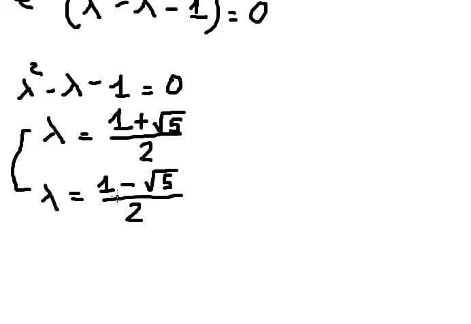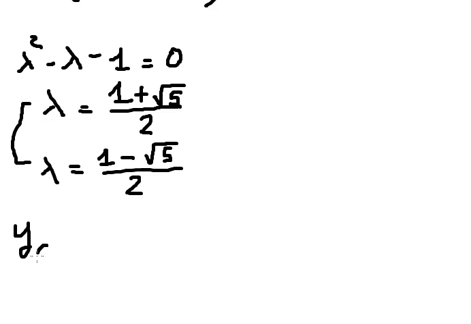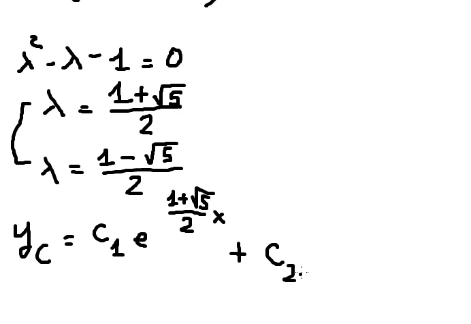So after we got this, we have yc, that is c1 e to the power of this one in here, and c2 e to the power of 1 minus the square root of 5 over 2 s.